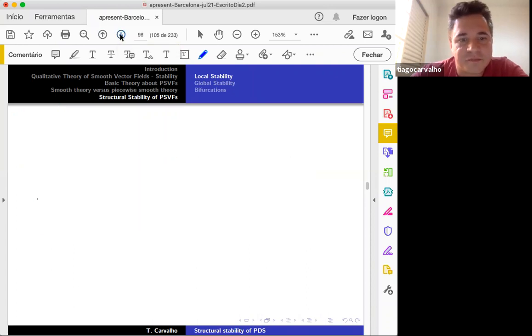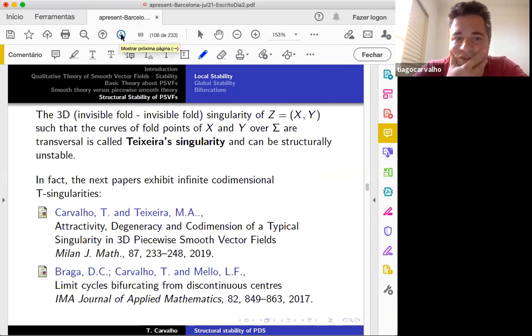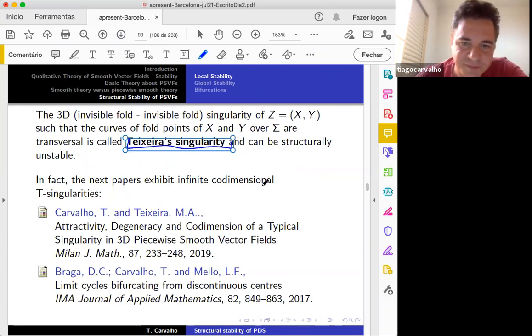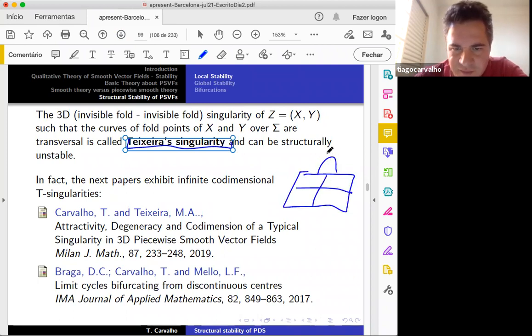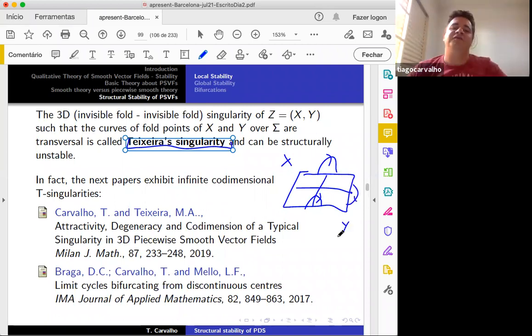But there are other kinds of two-fold singularities that can be not structurally stable. It is the case of the Teixeira singularity, the elliptic case, where we have on one side an invisible fold, and the other side also has an invisible fold, okay? It is called the Teixeira singularity, which has a higher order codimension, as is proved in these papers.